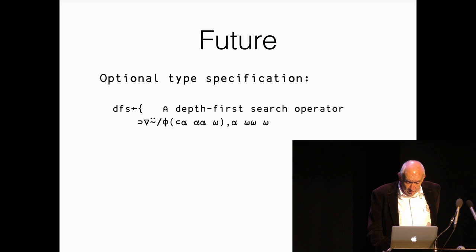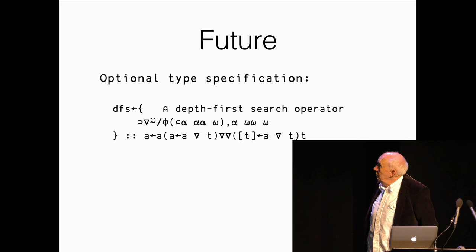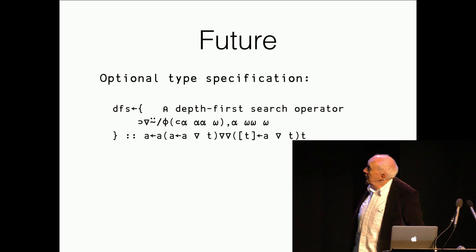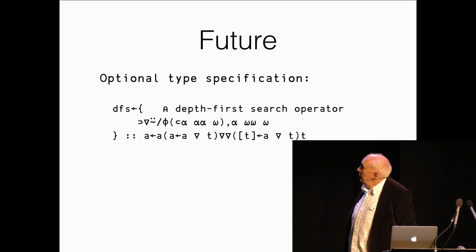So, for example, here is a depth first search operator, and here is its type in a type notation. If you read that, the thing in the middle is a double del, which says this is an operator. And if you go to the extreme right, it says it takes a thing of type T, and on the left it takes a thing of type A and returns a thing of type A. So on the extreme left, there's A gets A.